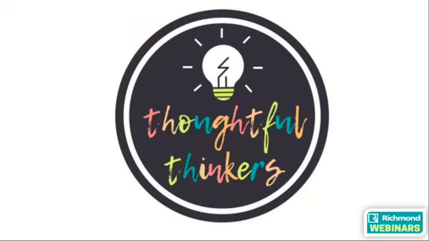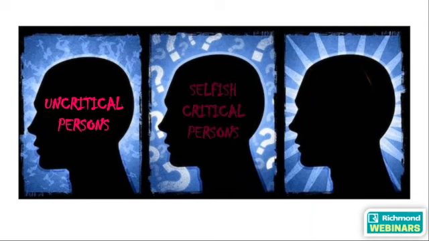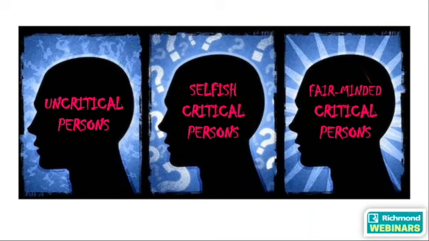At the end, the idea is to make thoughtful thinkers, people that can use some time to actually make decisions, right? Now, in doing so, we're going to find different types of thinkers. What would be these different types of thinkers we're going to find? We're going to find uncritical persons. We're going to find selfish critical persons. And we're going to find fair-minded critical persons. Let's analyze each step.